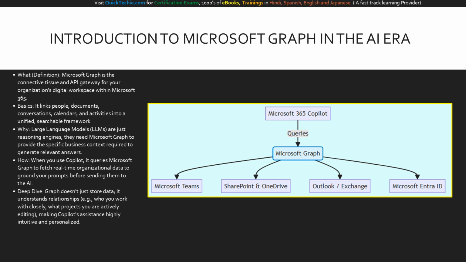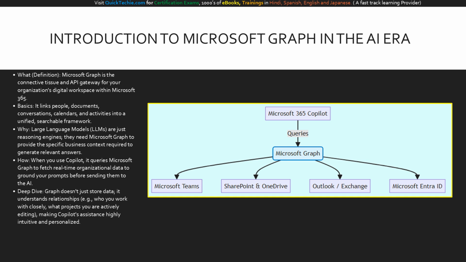Welcome to this crucial session on Microsoft 365 Copilot. To truly grasp how Copilot delivers business value, we must first understand its central nervous system, Microsoft Graph. What is Microsoft Graph? By definition, it is the connective layer and API gateway for your organization's entire digital workspace. The basics are simple but profound. It links people, documents, conversations, and calendars together.